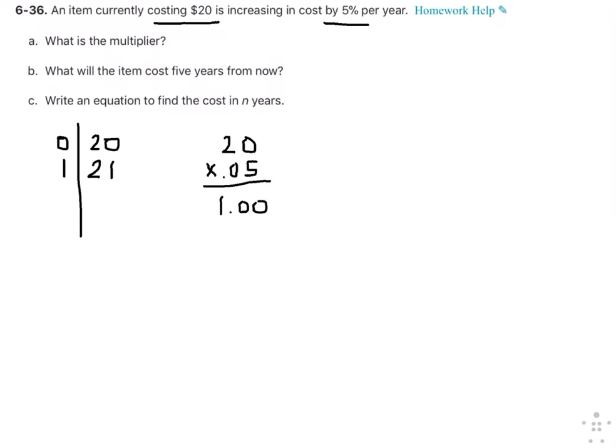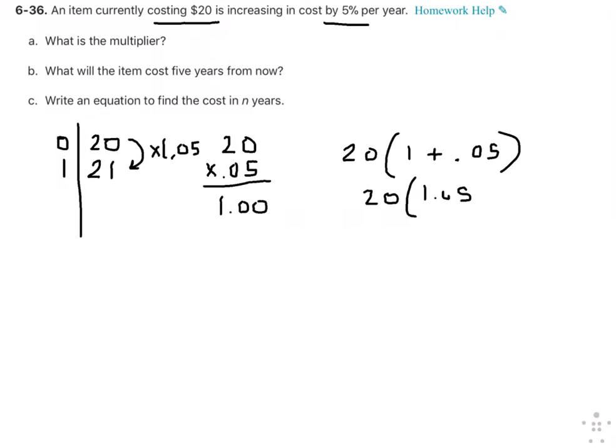So the short way to do this, though, is to multiply by 1.05, because what we're doing is we're multiplying the 20 times 1, and we're adding another 0.05 of it. So we're really multiplying 20 by 1.05. Okay, so the multiplier is 1.05 for A. There's the answer to A.